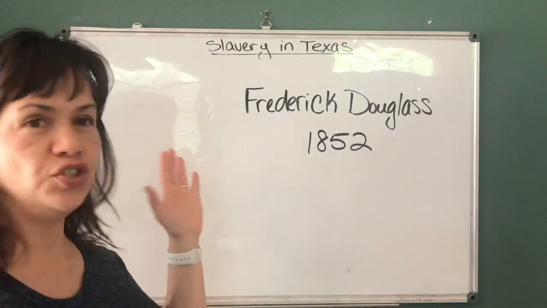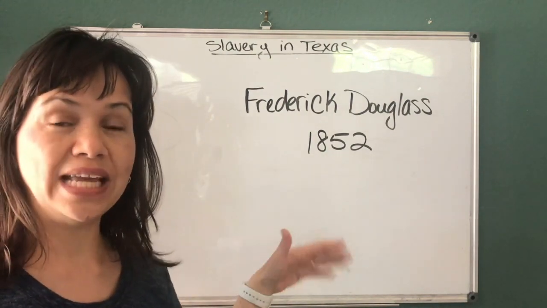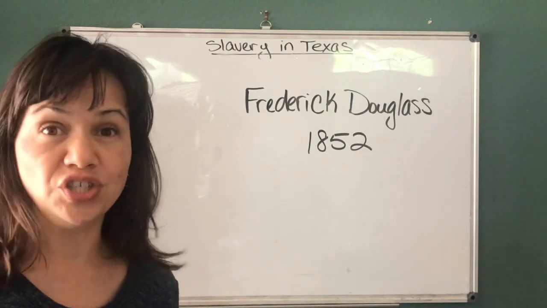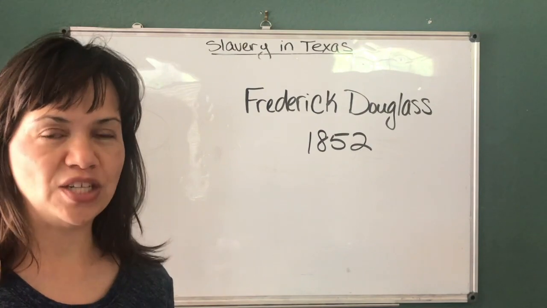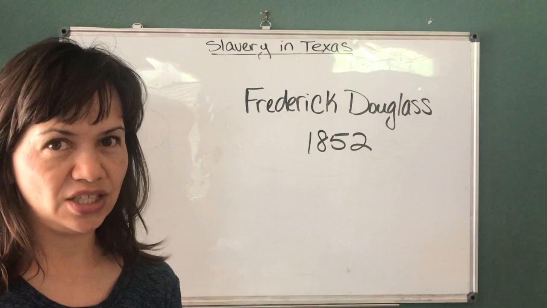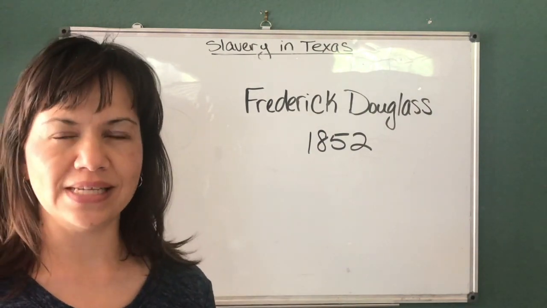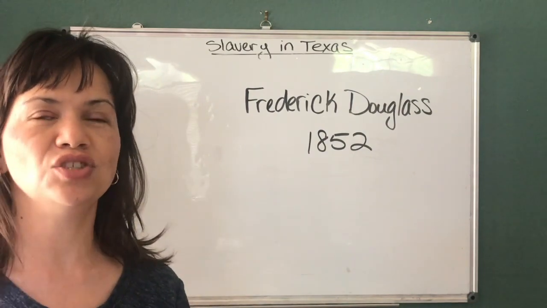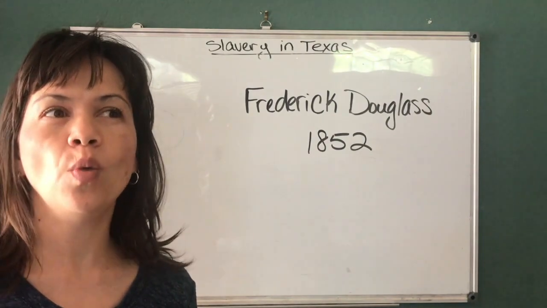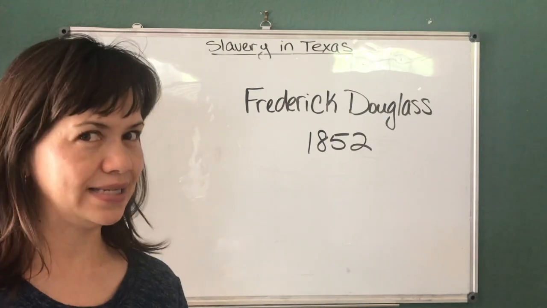And so I wanted you to read a primary source from Frederick Douglass. Frederick Douglass was a former slave and abolitionist, so he believed that slavery should be abolished. He gave a speech on Independence Day in 1852, and I want you to read this speech. Look for different phrases and words that show his point of view, his perspective, and tell me in your own words, what is his argument? And that will wrap up our discussion on slavery in Texas.